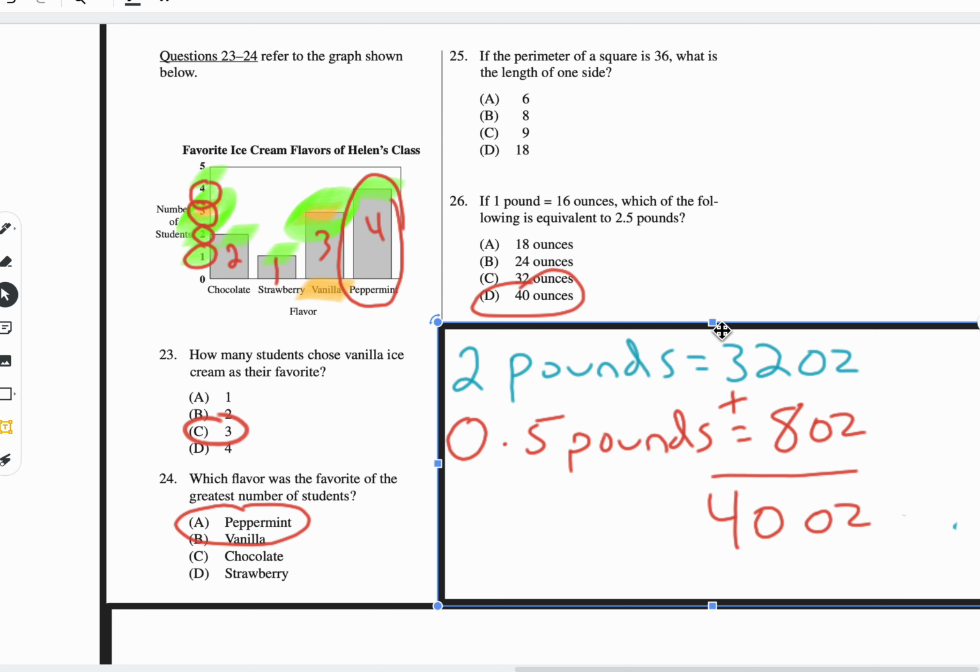Now another way to solve this problem would be to use guesstimation or estimation. Since the question is asking for what would be equivalent to 2.5 pounds, we know that the number of ounces has to be larger than 32. Again, only D works. 40 ounces.